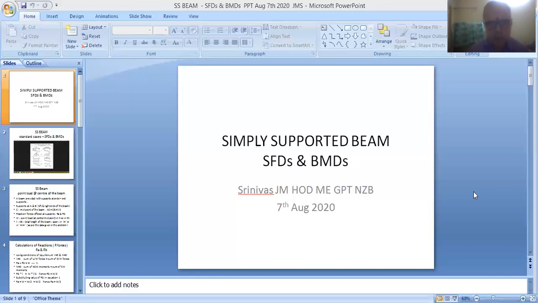So friends, we have two varieties of UDL. In some cases, UDL will be acting for the entire length of the beam, and in some cases, this UDL will be acting only for a certain length of the beam. In both the cases, the load is distributed uniformly for either a certain length or the entire length of the beam. Therefore, by and large, they are referred to as uniformly distributed loads.